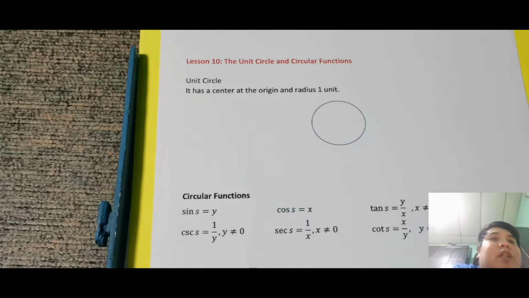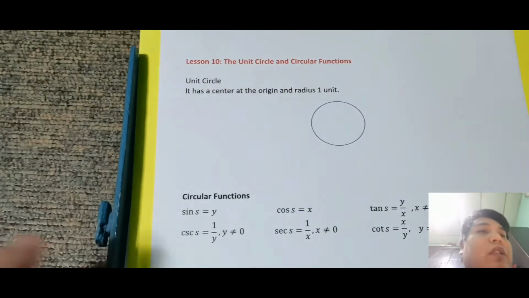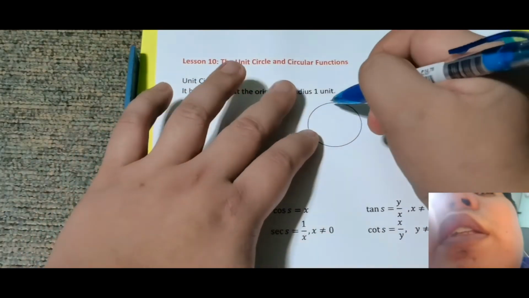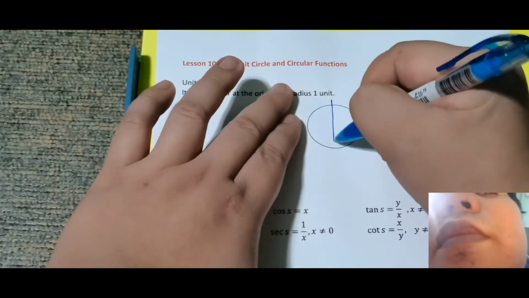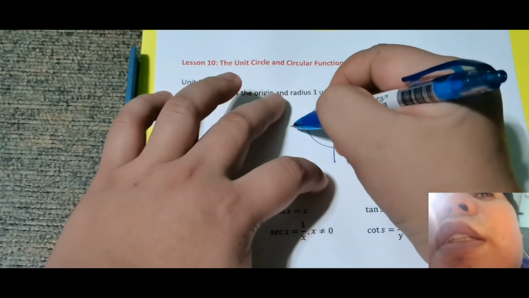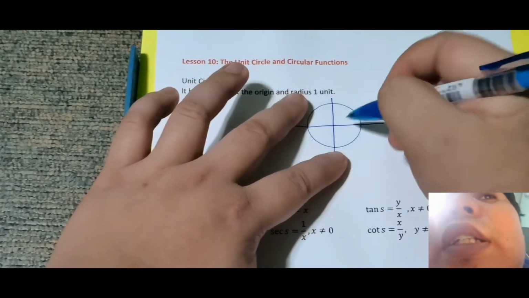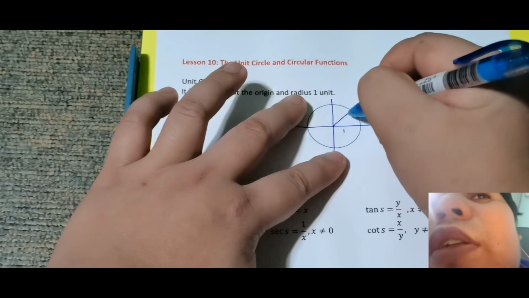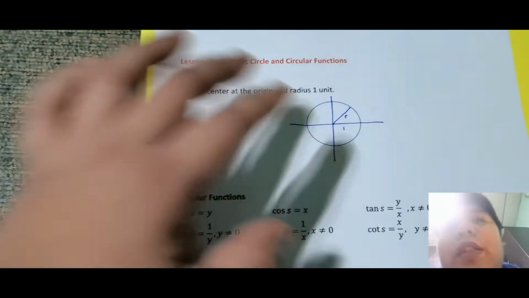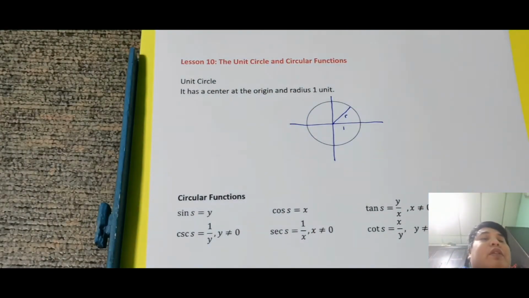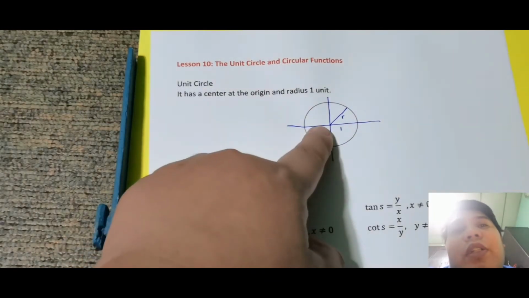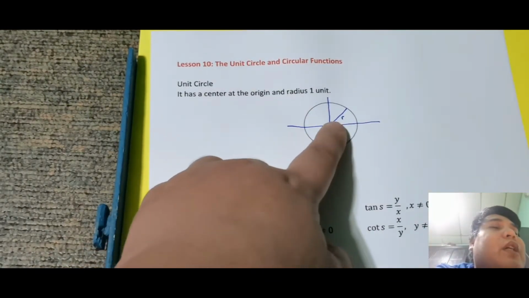By the way, what is a unit circle? A unit circle has a center, the origin, and radius 1 unit. Assuming ito yung ating circle, mag-provide na ako para hindi masyadong mahirap. So, it has a radius 1. Siya ay naka-center sa origin, that is (0, 0), at may radius 1.